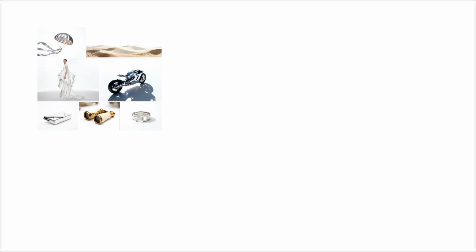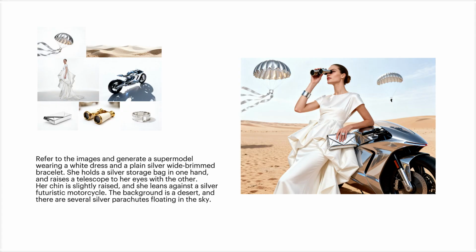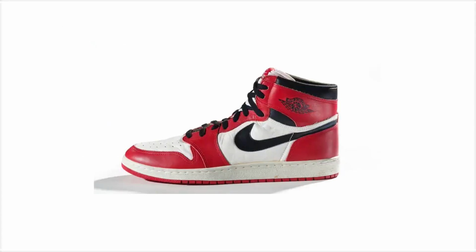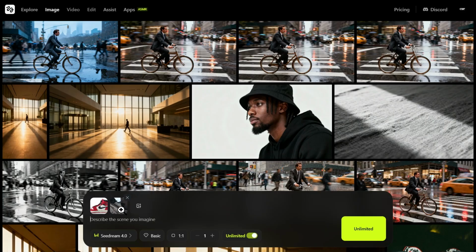Feature 4. Advanced compositing. This is the big one, the comparison to Nano Banana. It supports up to 6 reference images simultaneously. You can combine a product, a background, and a style reference all at once. Let's test product placement. I have a photo of this specific sneaker. I want this exact sneaker placed on a gritty urban rooftop.